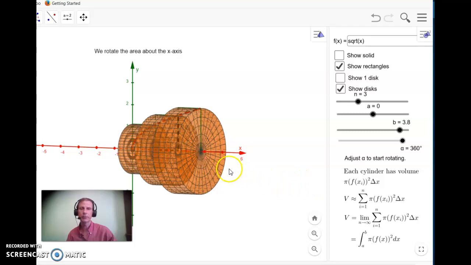And if we do that for every single interval, we're going to get a whole stack of cylinders, and the volume will therefore be the sum of the volumes of each cylinder. So it's going to be the sum from i equals 1 to n of pi times f of x_i squared times delta x. And by taking a limit, we're going to get the exact volume of our underlying solid, which is now the integral from a to b of pi times f of x squared dx.